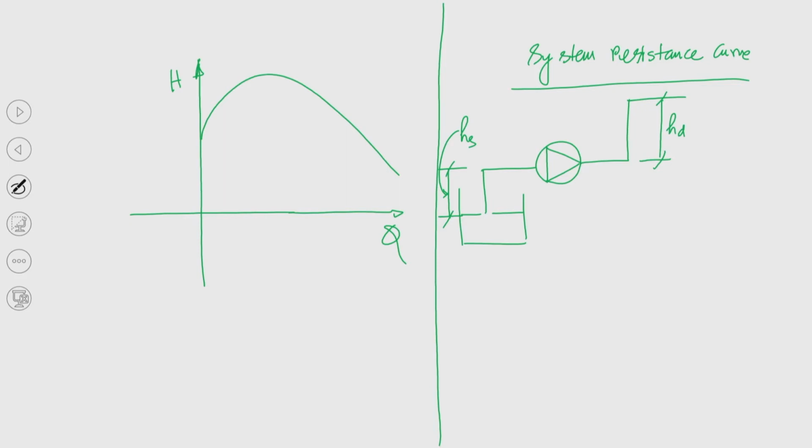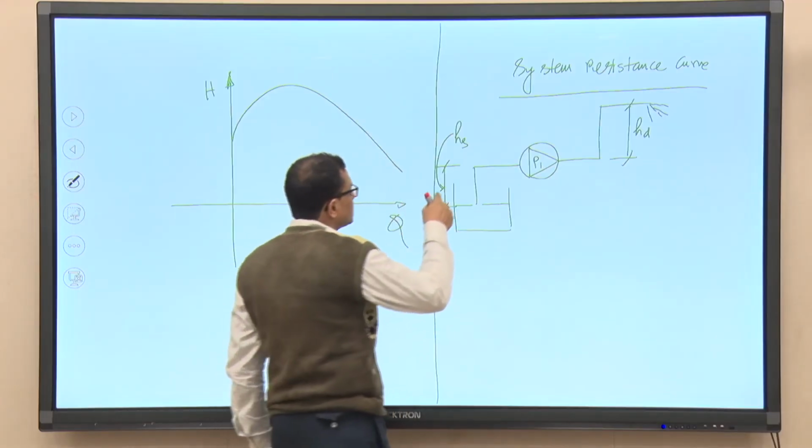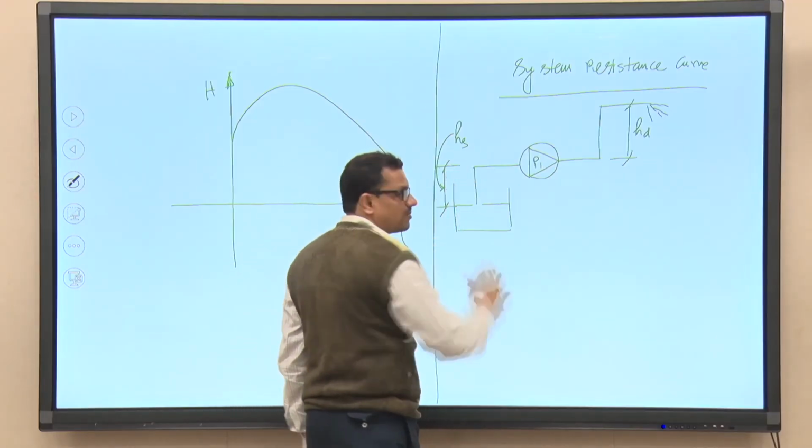So, say this pump is P1, and this pump P1 is used to supply water to a location, say this is the location. That delivery point is h_d distance away from the pump datum, that is the impeller axis, and the suction point, from where the pump is drawing water or any other liquid, is h_s distance below the pump datum, right.